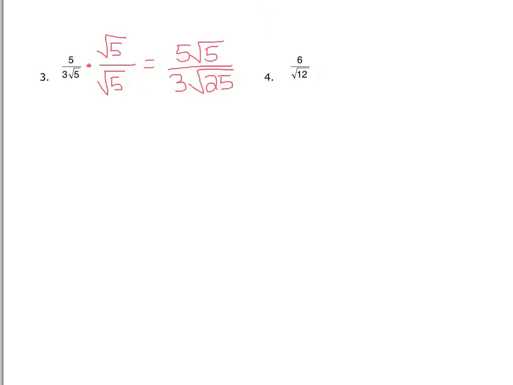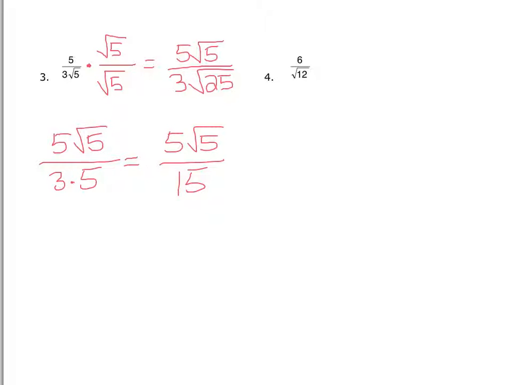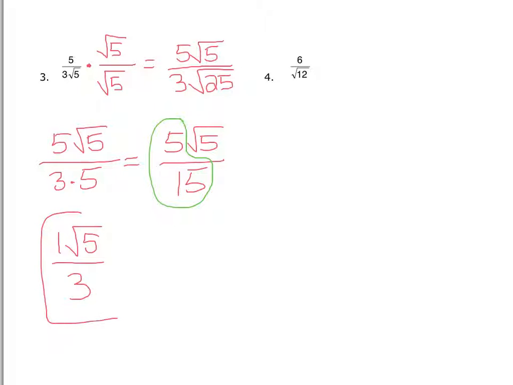I can then take the square root of the 25 in the bottom. So 5 radical 5 stays on top. And then it's 3 times 5, because the square root of 25 is 5 on the bottom. This gives me 5 radical 5 over 15. However, the 5 over 15 can reduce. This will reduce down to 1 over 3. So 1 radical 5 over 3 is my most reduced form. Or you could just write it as radical 5 over 3.